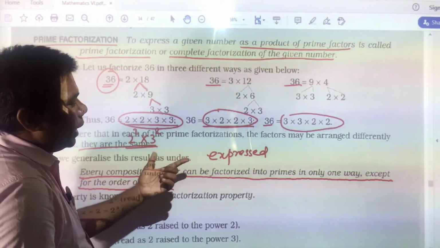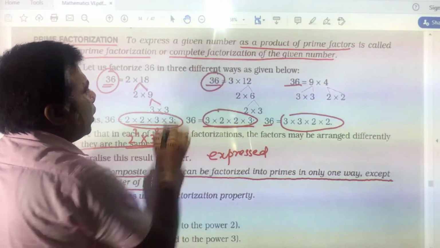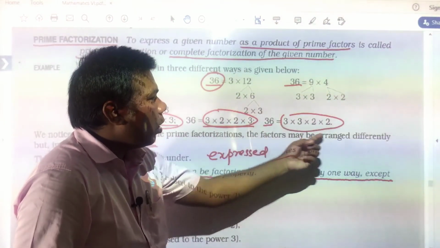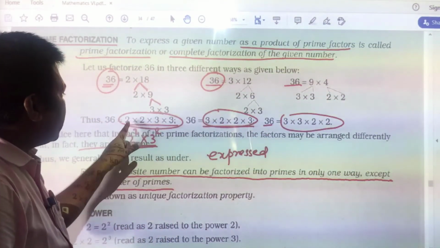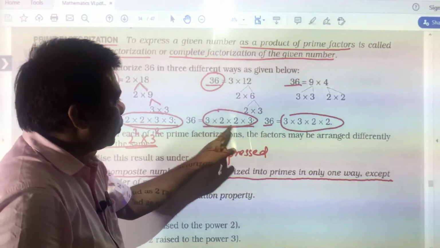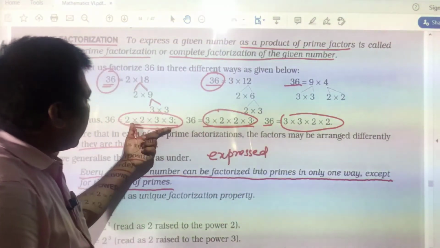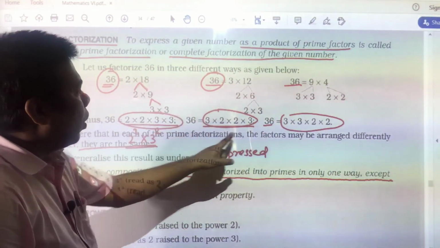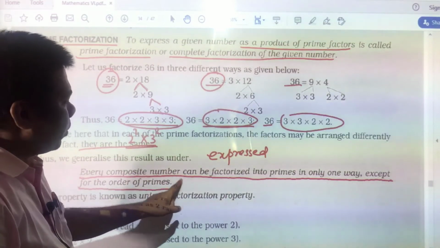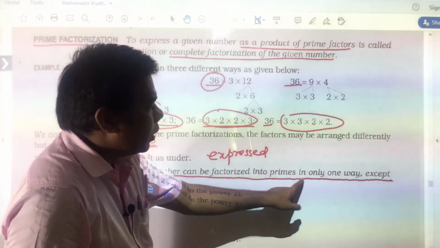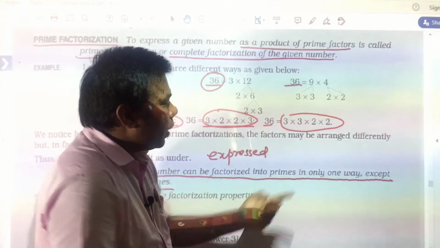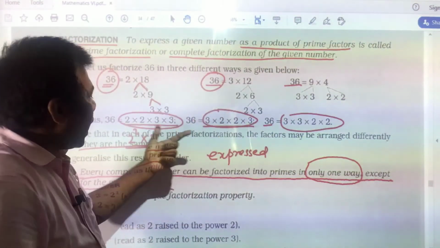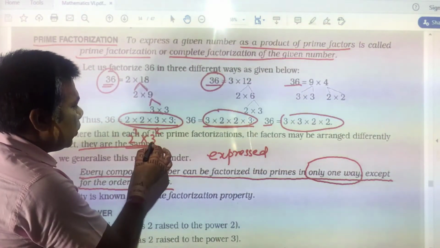Here you see in this case of 36, in different ways we have shown the order of primes was different. Here first you had 2 into 2, here you have 3 into 2, here you have 3 into 3. So the order of primes was different, but ultimately all were the same. Every composite number can be factorized into primes in only one way. What does one way mean? There is no other way; at last what you are getting is 2 square into 3 square.